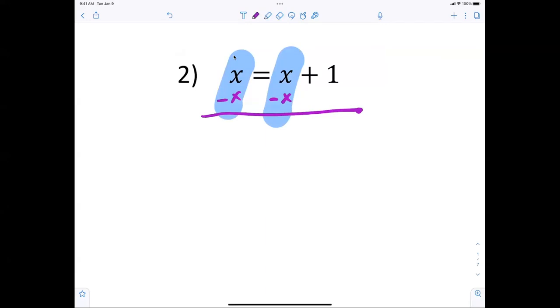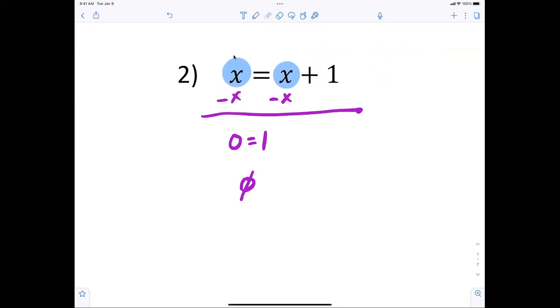So now I have 0 equals 1. Is it possible for 0 to equal 1? No, that's why we say this is no solution. So no solution is a 0 with a line through it. All right. You will recognize no solution when your variables are exactly the same, but the constants are different.